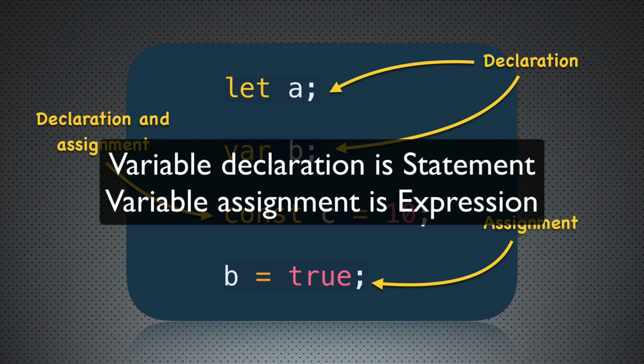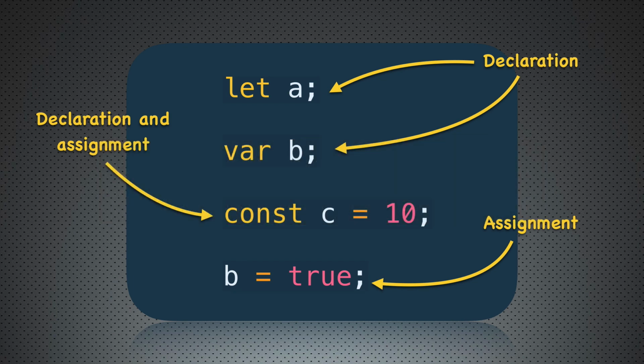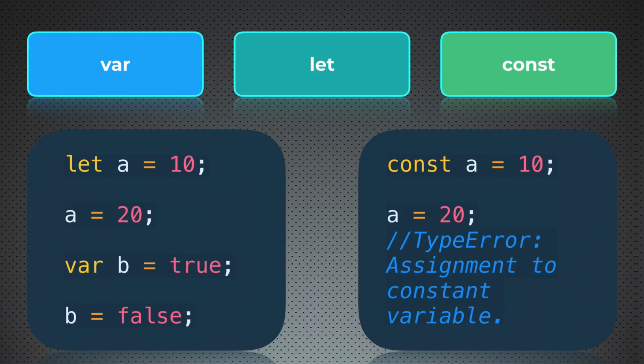Okay, one difference is already clear for you. With const, you need to perform declaration and assignment always in one line. With let and var, it's possible to do it in separate places. Let's look at one more difference.